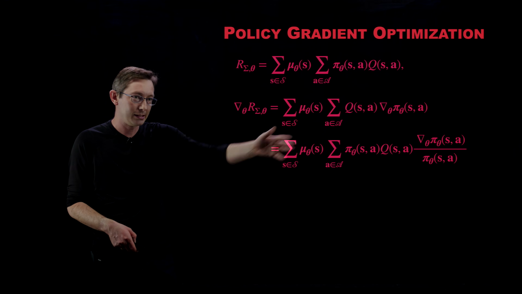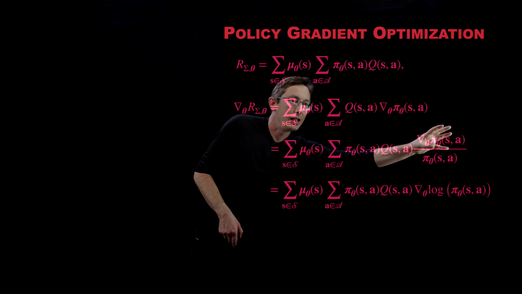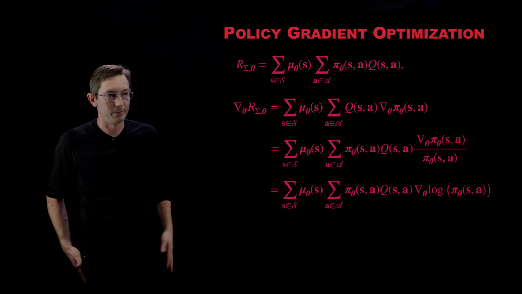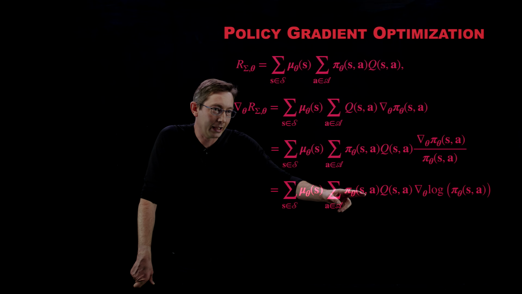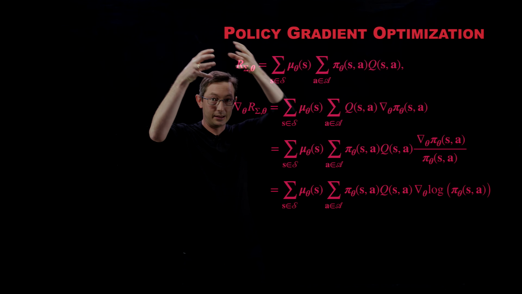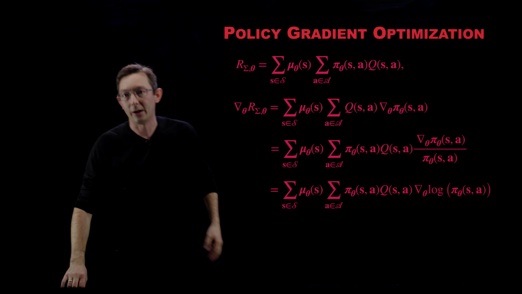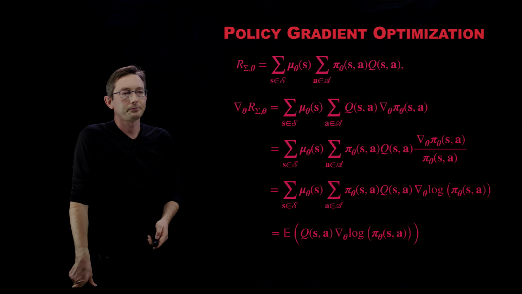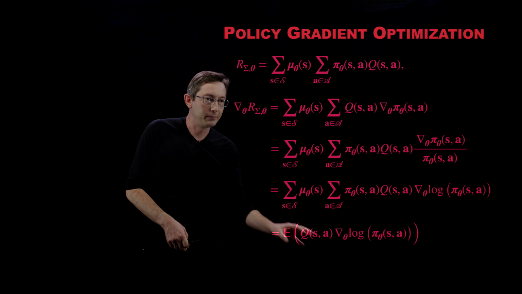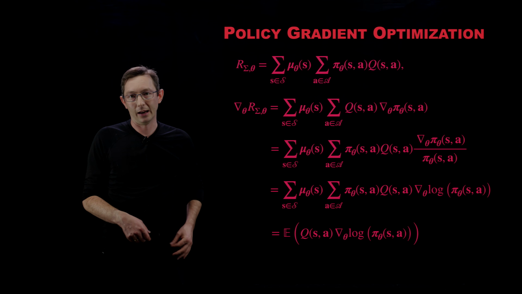Okay, so you do this, and now you'll notice that this term here is just the gradient of the logarithm of my policy. So now we have pi, my policy, times the Q function. So everything to the left here is the reward that I had, times the gradient of the log of the policy with respect to theta. And so now this is the expected value of my quality function times the gradient of the log of my policy with respect to theta.